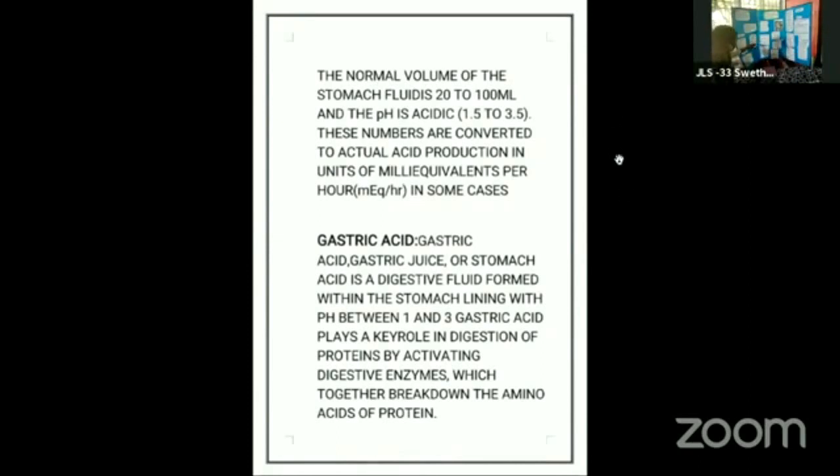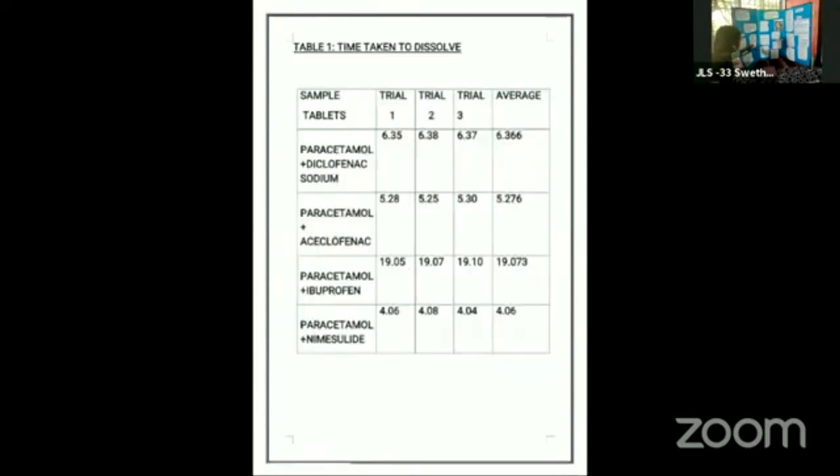Paracetamol plus diclofenac took average time of 6.36 minutes to dissolve, and paracetamol plus aceclofenac took 5.27 minutes to dissolve, and paracetamol plus ibuprofen took 19.07 minutes, and paracetamol plus nimesulide took 4.6 minutes. Among these four tablets, paracetamol plus nimesulide dissolves faster.